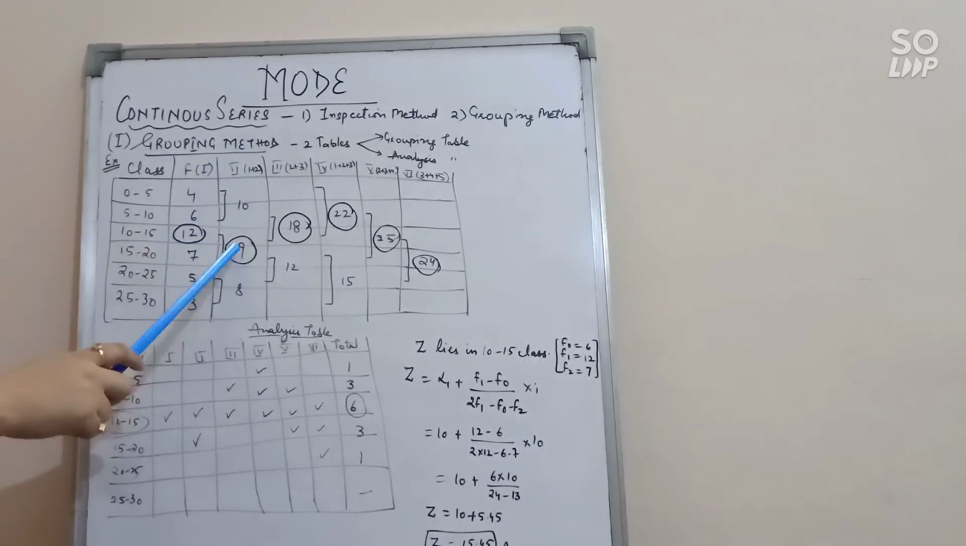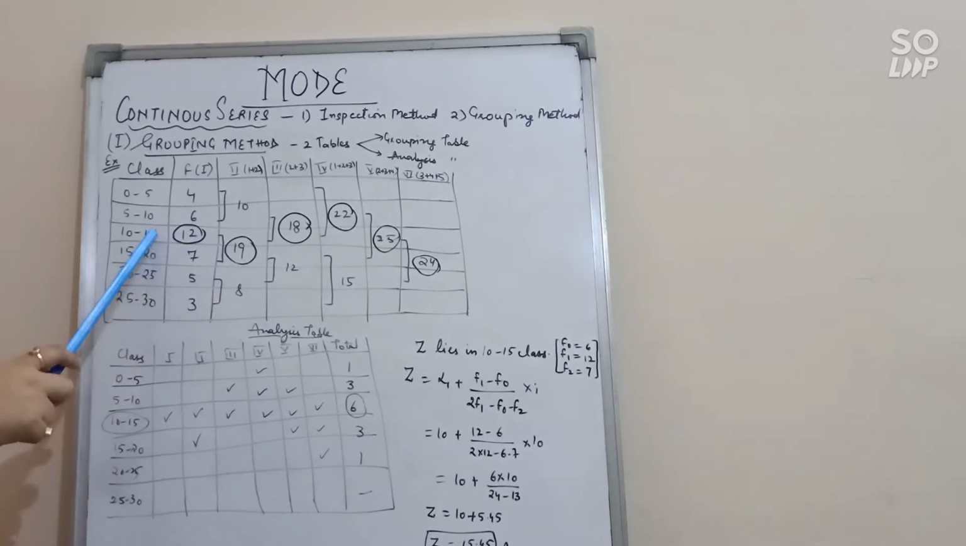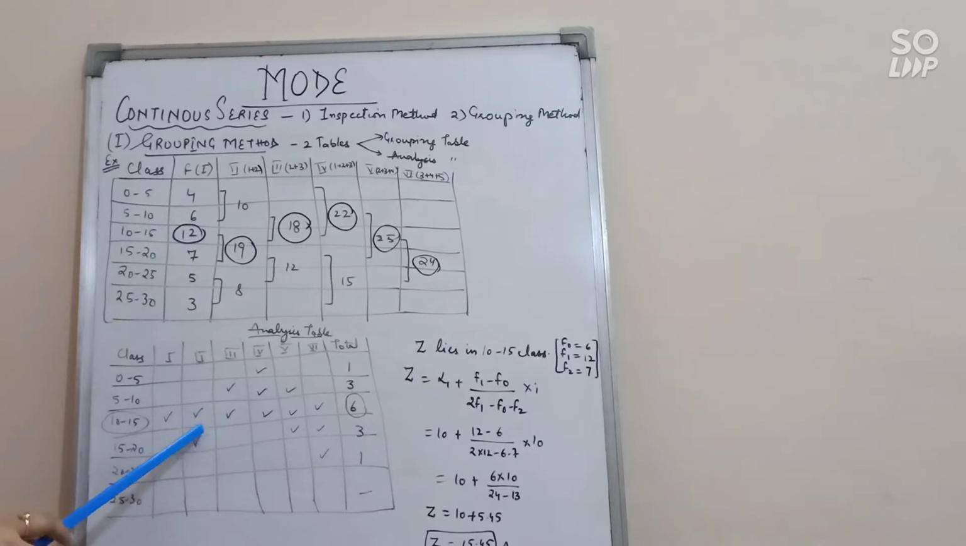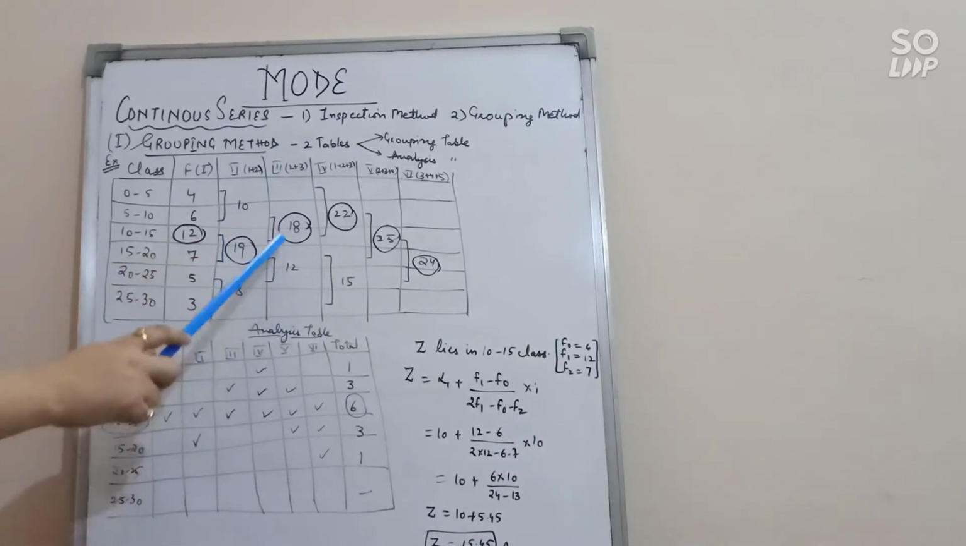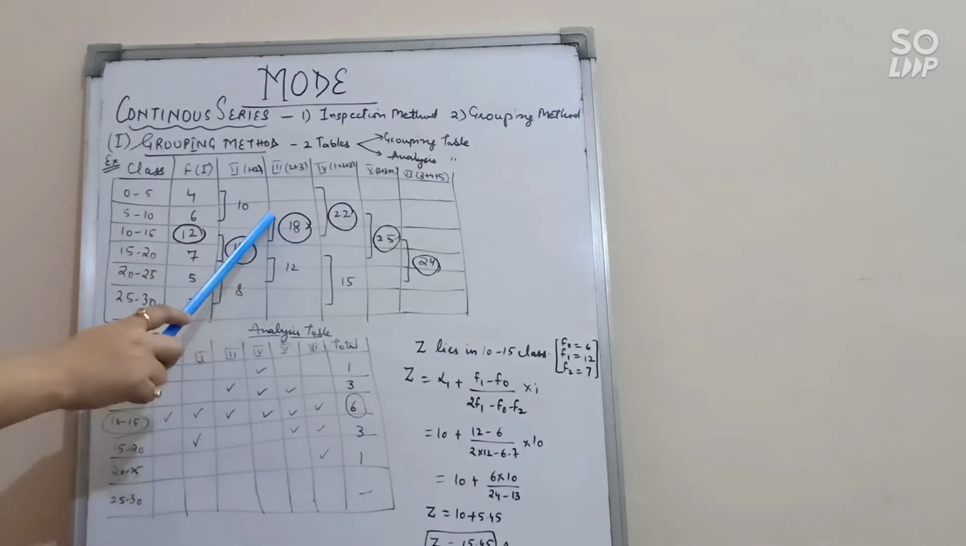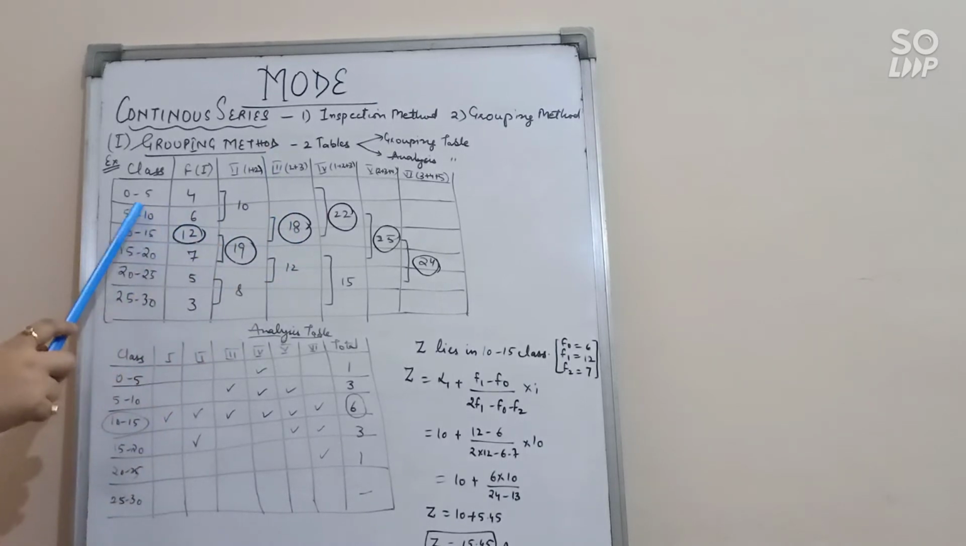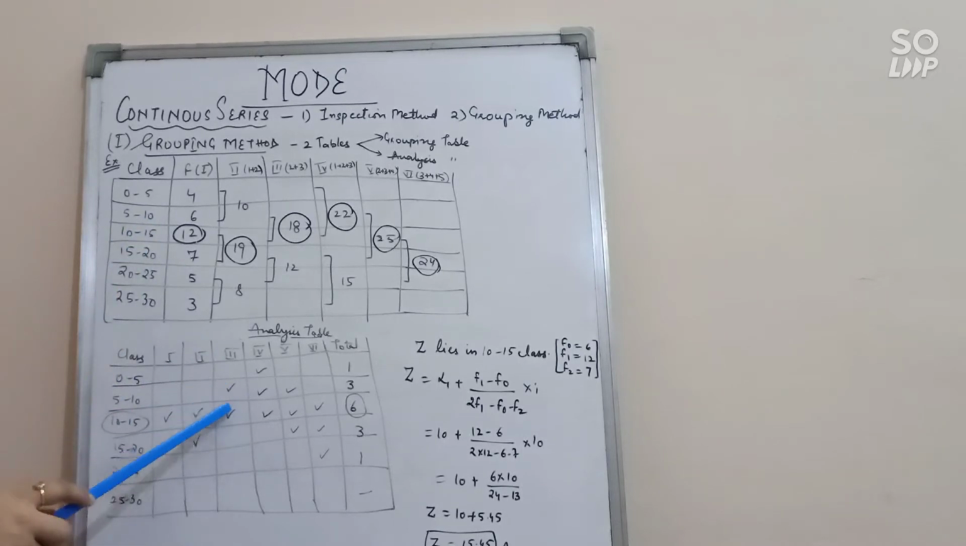In the second column the highest value is 19, which is the sum of 12 and 7, and these two values lie under these two groups, 10 to 15 and 15 to 20. Next, the third column. In the third column the highest value is 18, the sum of these two values, and these two values lie under 5 to 10 and 10 to 15. So we will mark here. Clear? We will put a tick in these two rows.